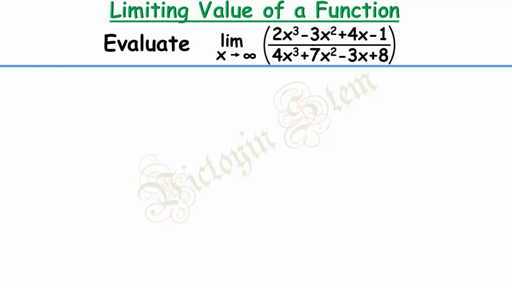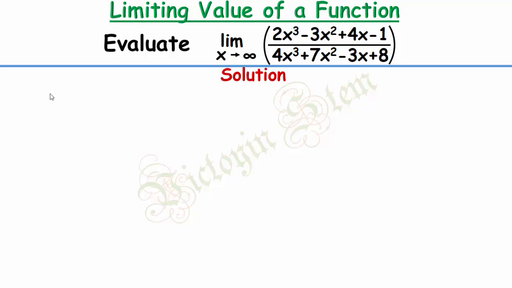Today I'll be solving a problem under the topic limiting value of a function, and the problem is to find the limit as x approaches infinity of (2x^3 - 3x^2 + 4x - 1) divided by (4x^3 + 7x^2 - 3x + 8). So we go to the solution.